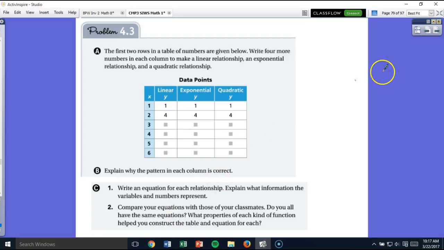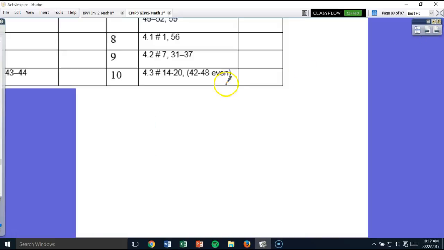So that's it for 4.3, culminating here with coming up with equations of different types, linear, exponential, and quadratic, that we've been working on all year. Again, the ACES questions 14 through 20, and then 42 through 48, just the even ones.